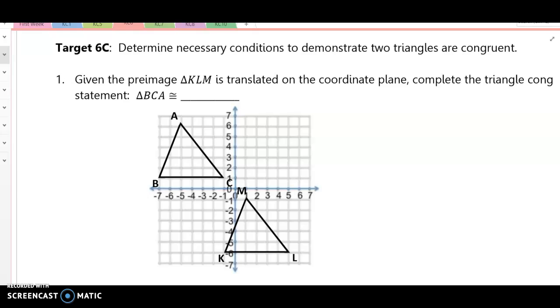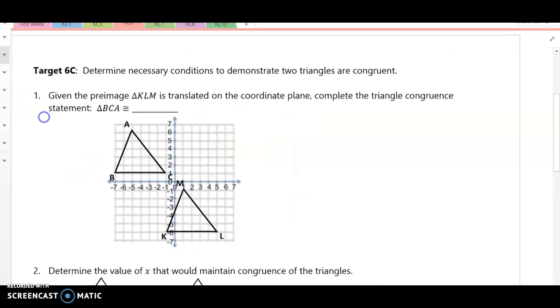Today we're doing target 6C for your 6C retake. So it says determine necessary conditions to demonstrate two triangles are congruent. So that's what we're doing here.